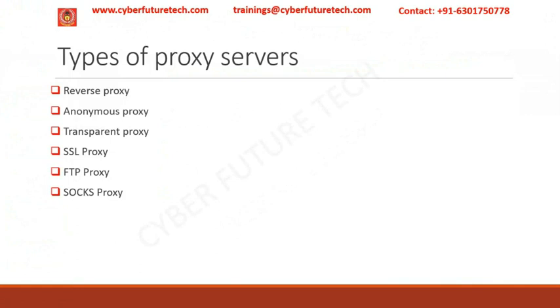Types of proxy servers. Reverse proxy. It is a server that is placed in front of web servers that forwards client requests to those web servers. It is implemented to increase security, performance, and reliability. When a client sends a request to a website server, that request is intercepted at the network side by the reverse proxy server.